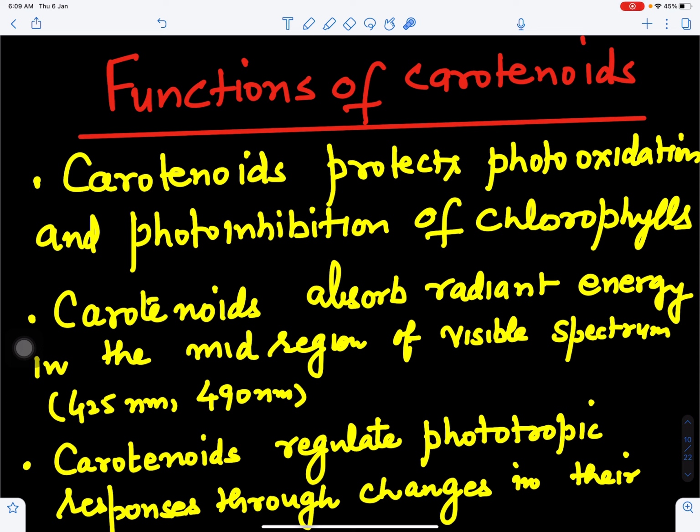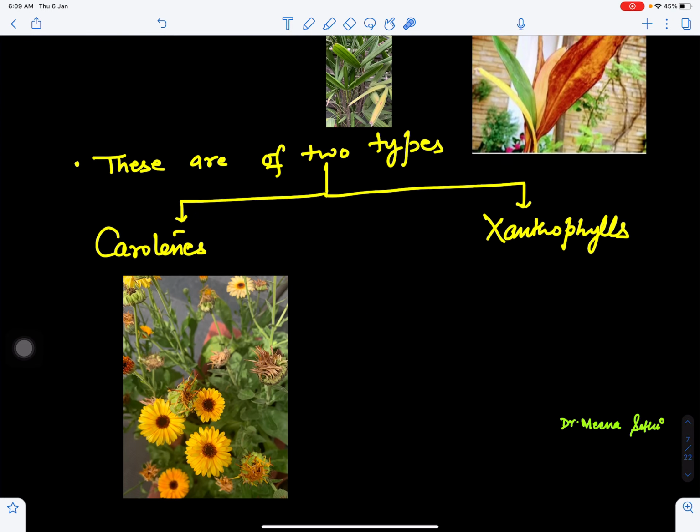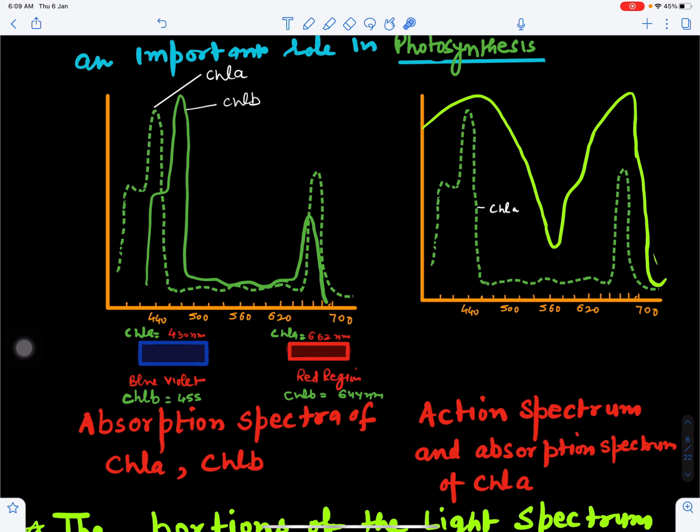Then next, if we see the absorption spectra of chlorophylls, like we have discussed in the previous video, I'll again explain. If we extract the chlorophyll pigment and see its absorption spectra with the help of a spectrophotometer, we can see chlorophyll A as well as chlorophyll B. They absorb in the blue violet zone and in the red region. In the blue violet zone, chlorophyll A absorbs at 430 nanometers, and at the red region 662 nanometers, and chlorophyll B will absorb at 455 nanometers, and at 644 nanometers in the red zone.